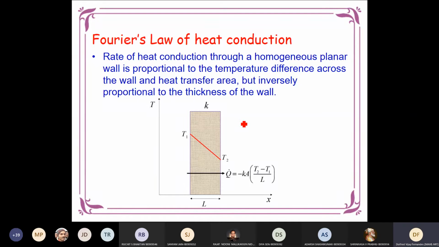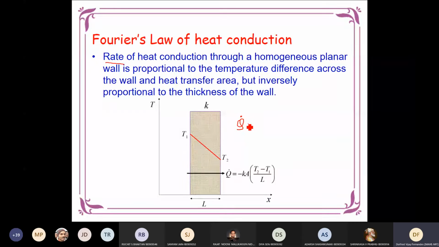So we can write Q, and see this plus I am going to put this dot. Later in this course, I will not put this dot, because you should understand that whatever heat quantity we are estimating, it's a rate of heat transfer. Always it is a time rate.